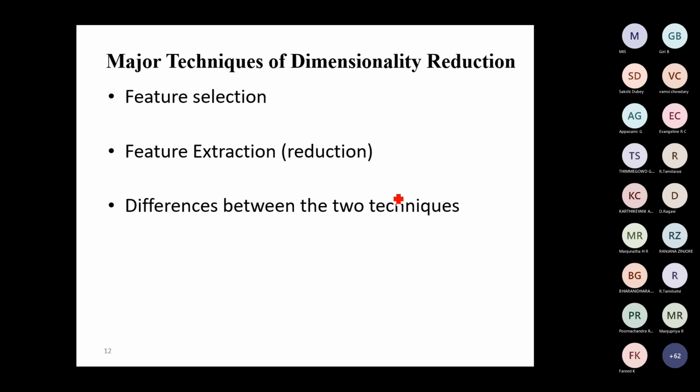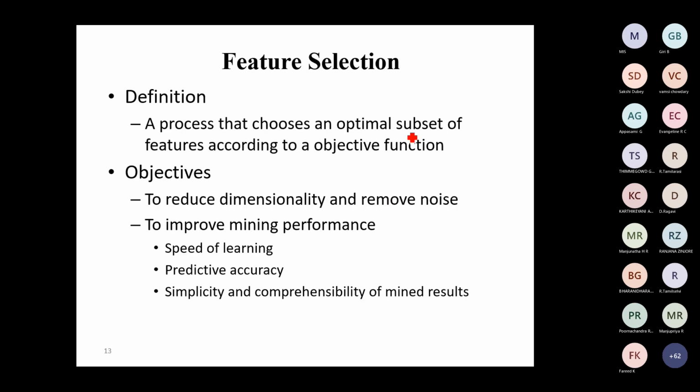The major techniques, as I already said, are the feature selection approach and the feature extraction or feature reduction approach. In feature selection, we have to select the optimal subset of features. That is, if we have 9 features, from the 9 we have to select 3 features. The speed of learning is very high, it is used for predicting accuracy, and it is very simple to implement.